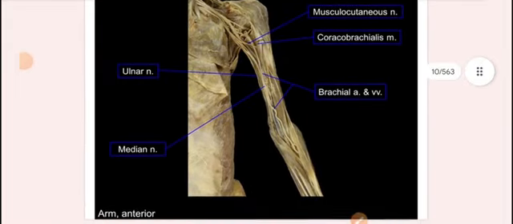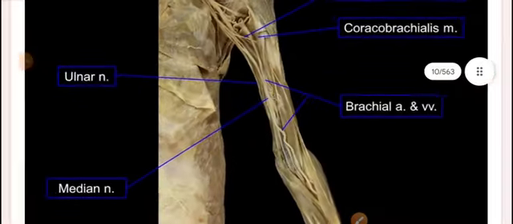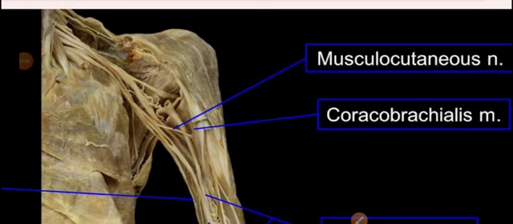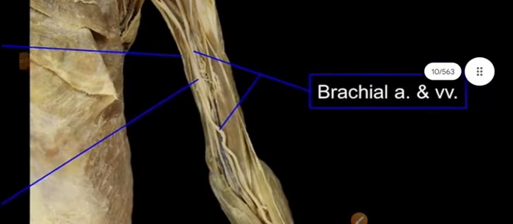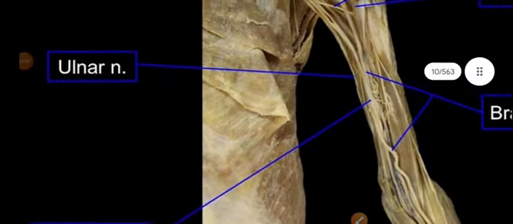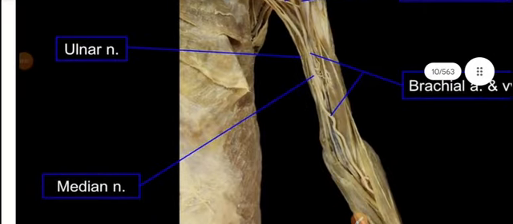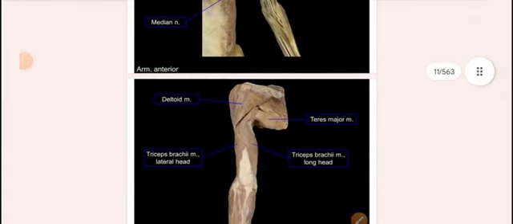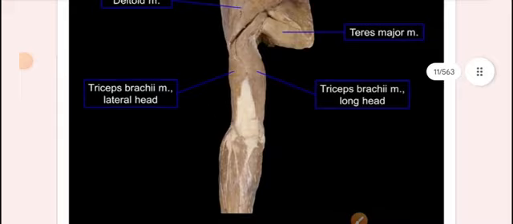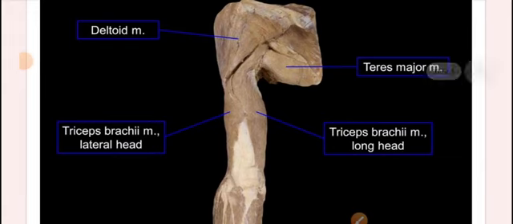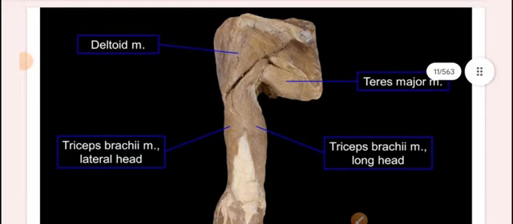The next image is the arm anteriorly: musculocutaneous nerve, coracobrachialis muscle, and brachial artery and vein, ulnar nerve, and the front one is the median nerve. Now the shoulder and arm posteriorly, where we can see the triceps brachii muscle, long head and lateral head, and the deltoid muscle and teres major muscle.